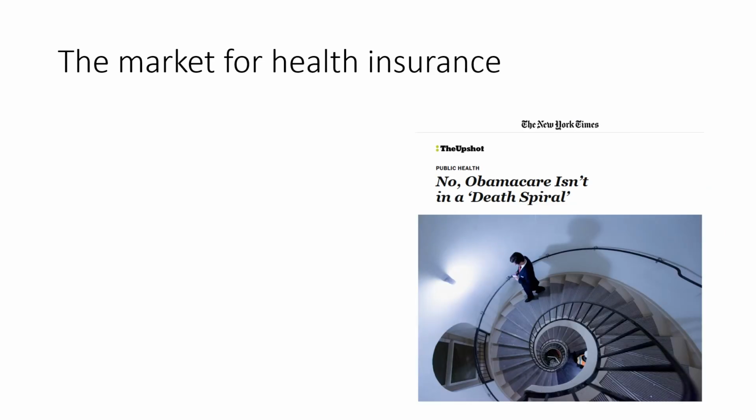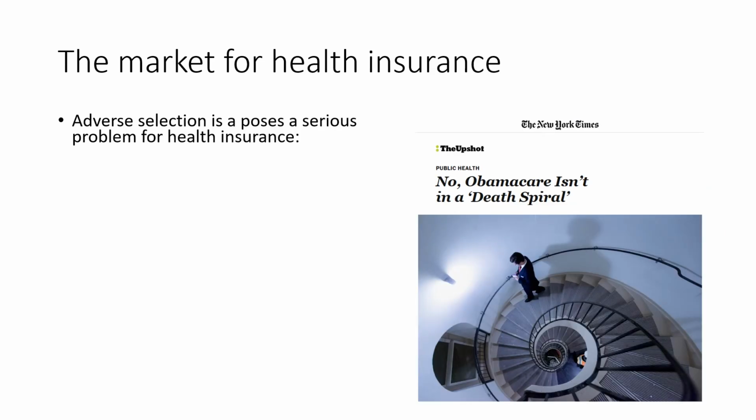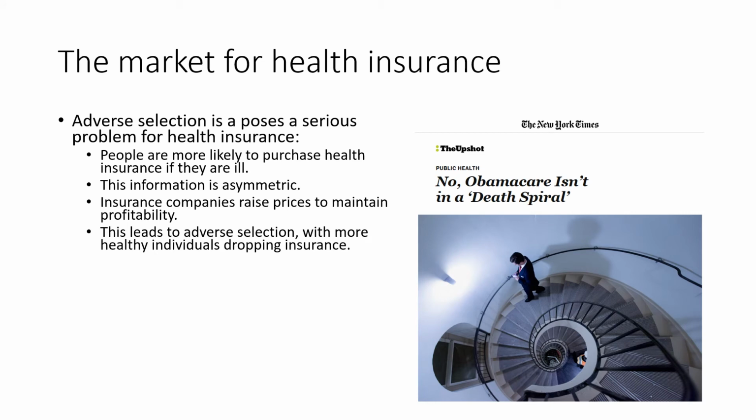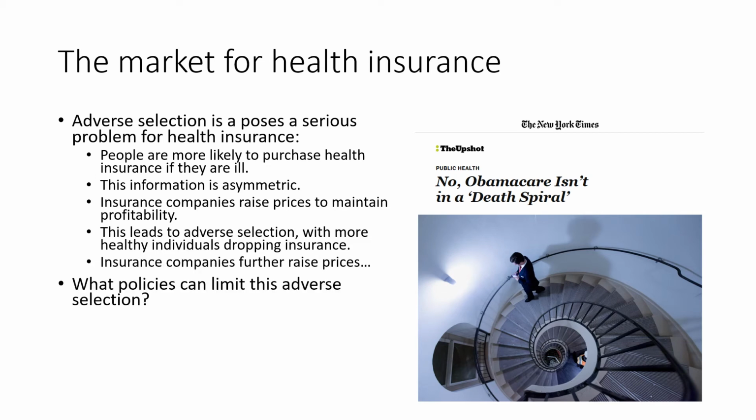The market for health insurance. Adverse selection poses a serious problem for health insurance. People are more likely to purchase health insurance if they are ill, and this information is asymmetric. As such, insurance companies raise prices to maintain profitability, and this leads to adverse selection, with more healthy individuals dropping insurance. Insurance companies further raise prices, and this cycle continues.